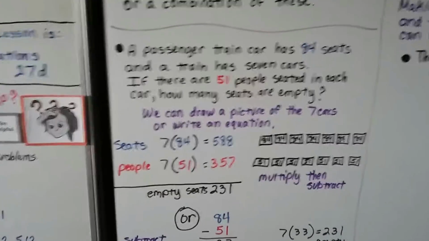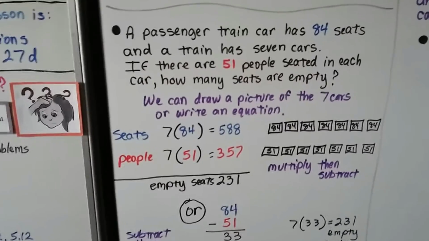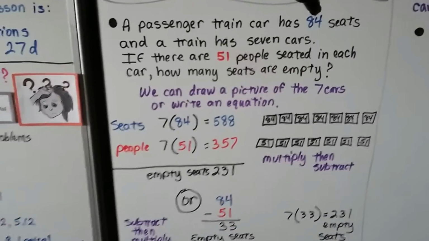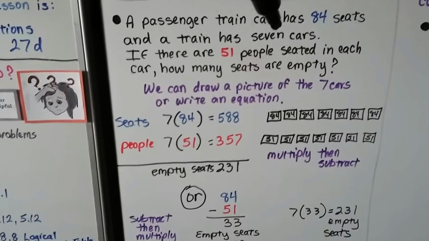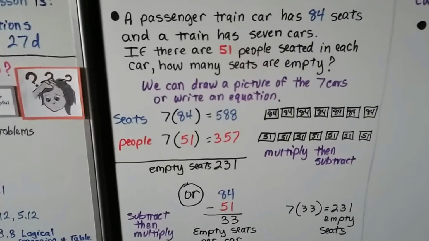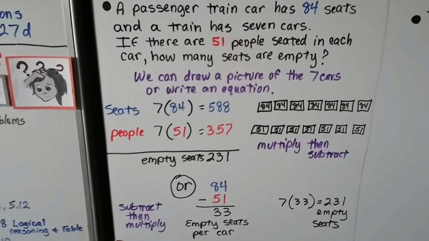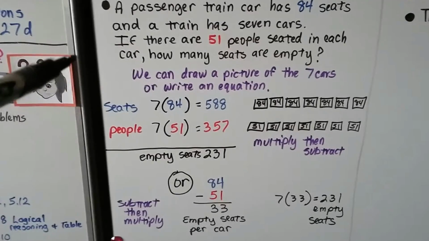A passenger train car has 84 seats and a train has 7 cars. So, one train car has 84 seats, but the entire train has 7 cars. If there's 51 people seated in each car, how many seats are empty? So they want to know how many seats are empty on the whole train.